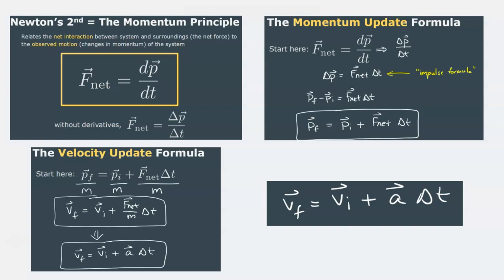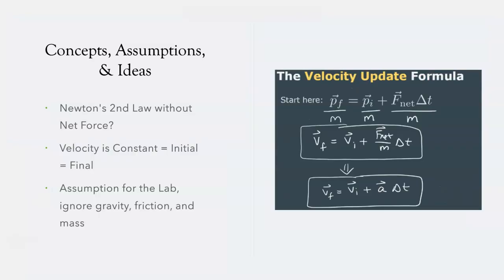So just to tie in how Newton's second law relates to the velocity update formula, Newton's second law equals the momentum principle. That brings about the momentum update formula, which brings about the velocity update formula. So velocity final equals velocity initial plus A delta t. A delta t comes from net force not being zero. When net force is zero, A delta t is zero, leaving velocity final to equal velocity initial.